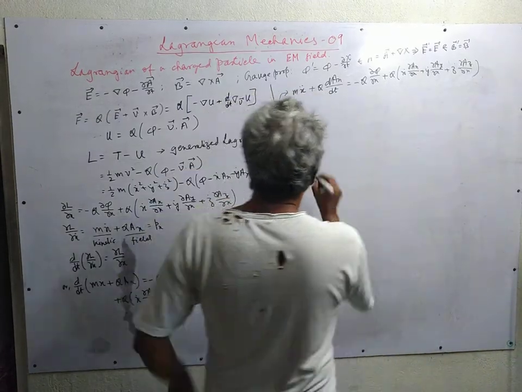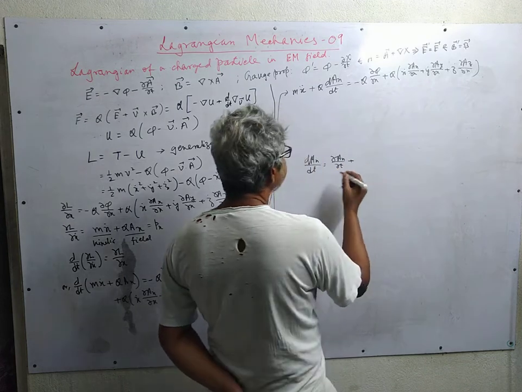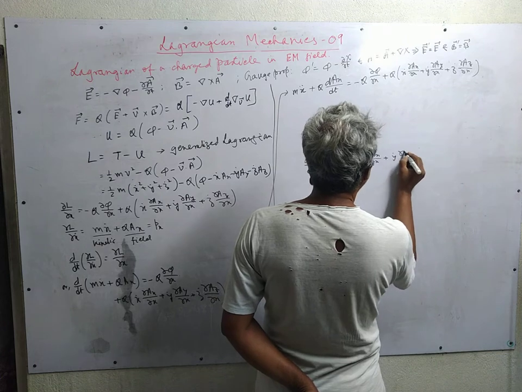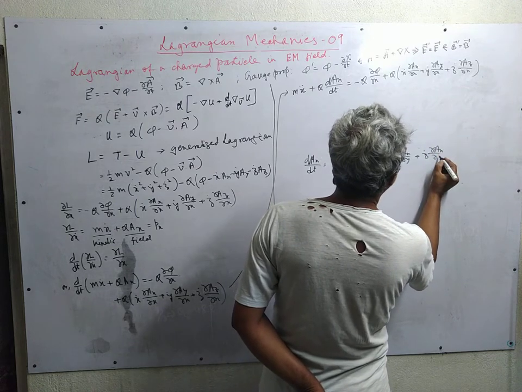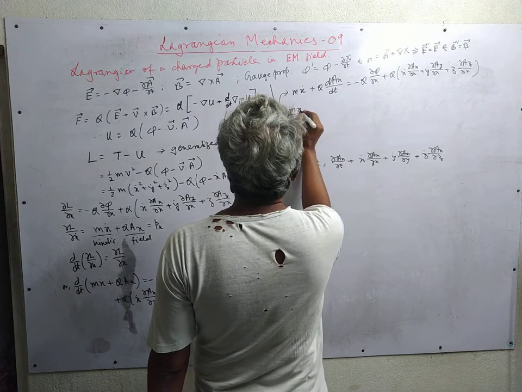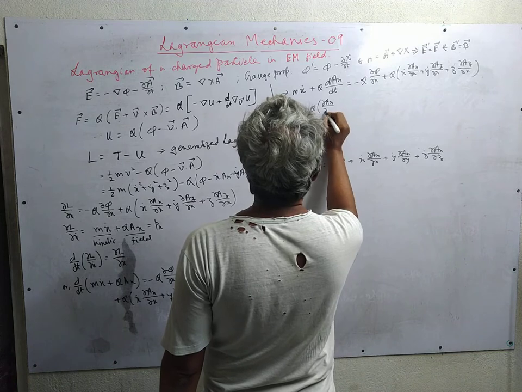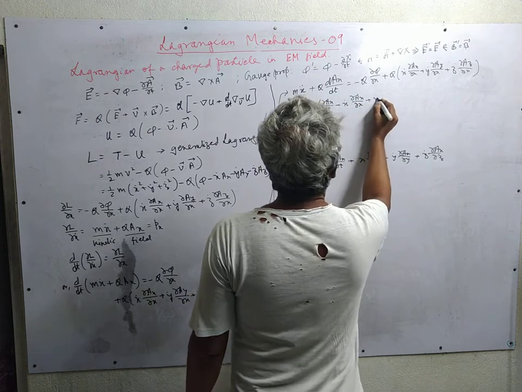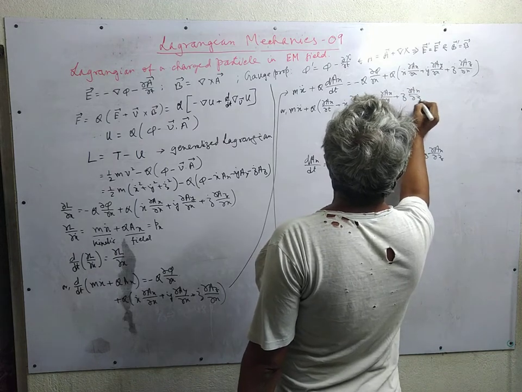You now recall that dAx/dt is equal to del Ax del t plus x dot del Ax del x plus y dot del Ax del y plus z dot del Ax del z. So we write the left hand side as m x double dot plus q times del Ax del t plus x dot del Ax del x plus y dot del Ax del y plus z dot del Ax del z.